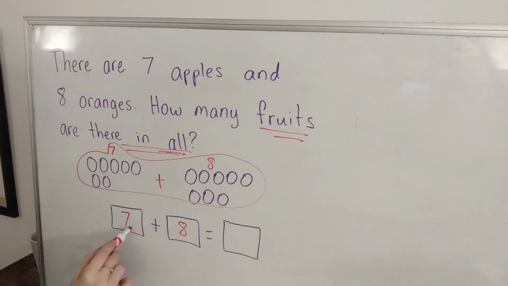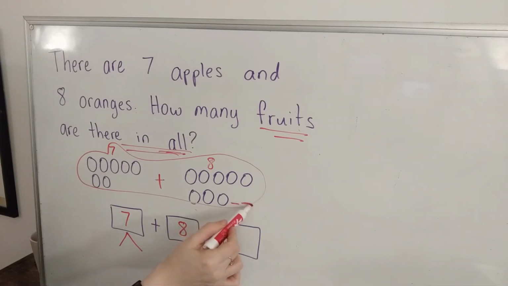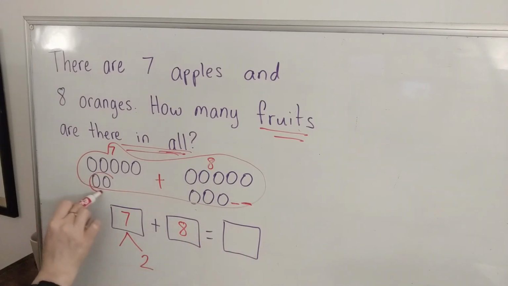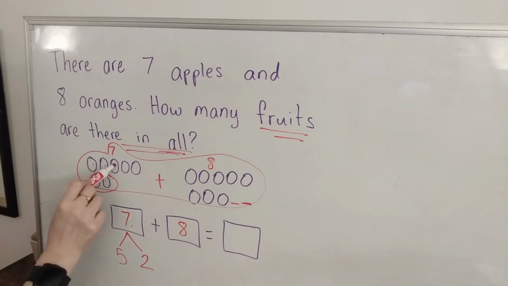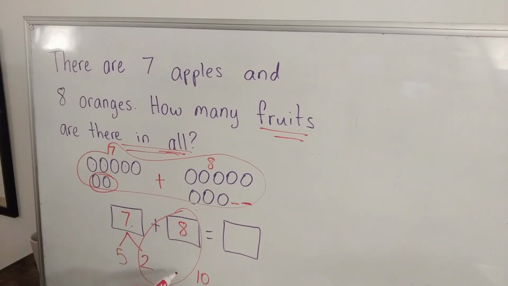What does 8 need to get to 10? 8 needs 2 more to get to 10. Here's that 2. What else is left inside of that 7? There was a 2 and a 5. 1, 2, 3, 4, 5. Now we can add. 8 plus 2 is 10. 10 plus 5 is 15.